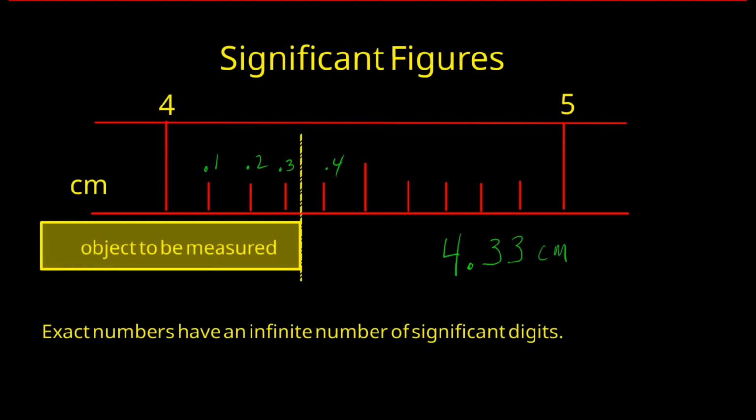Now, remember that exact numbers do not have significant digits. So if I were to say that 1 minute equals 60 seconds, I don't use that 60 seconds to determine significant figures because it's infinitely large.